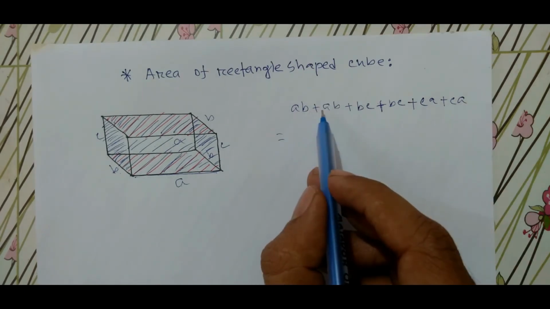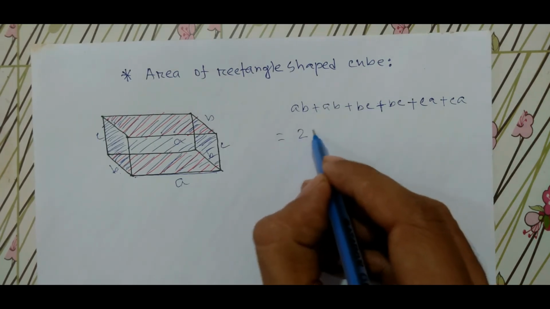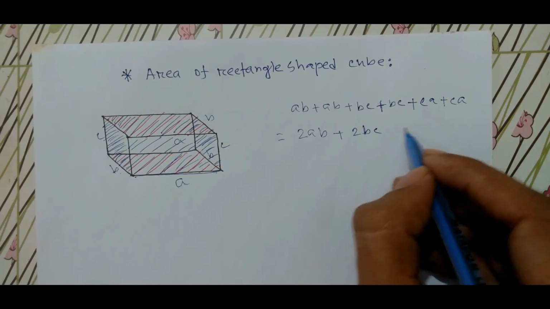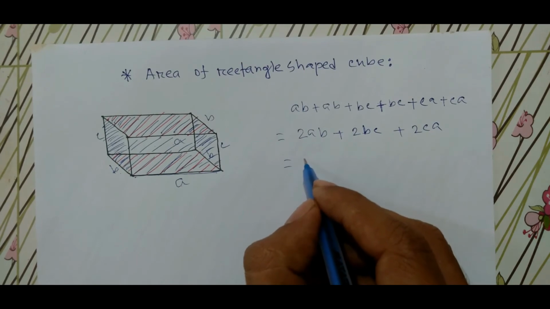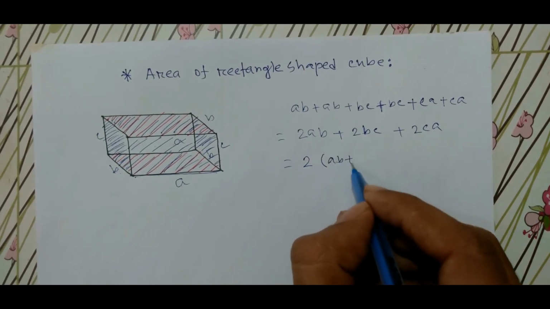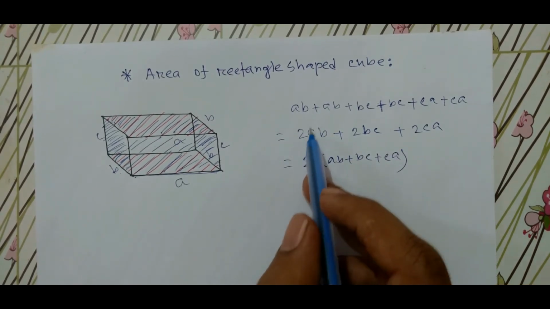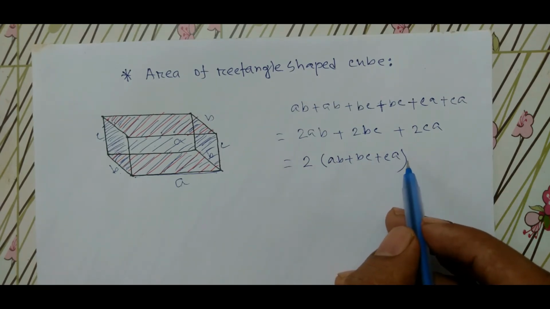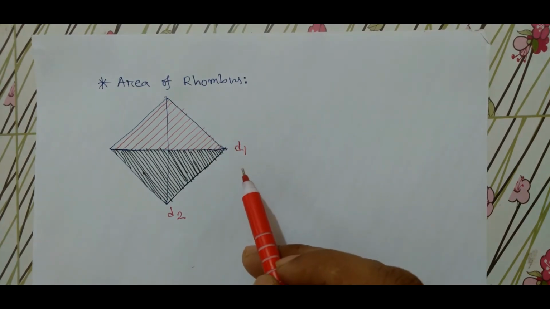Now we will add the 6 surfaces with one another. AB plus AB result will be 2AB. BC plus BC result will be 2BC. CA plus CA result will be 2CA. Now if we take 2 as common, then the result will be 2 multiplied by (AB plus BC plus CA). So the surface area of rectangle shaped cube will be 2 into (AB plus BC plus CA), and it is so easy.